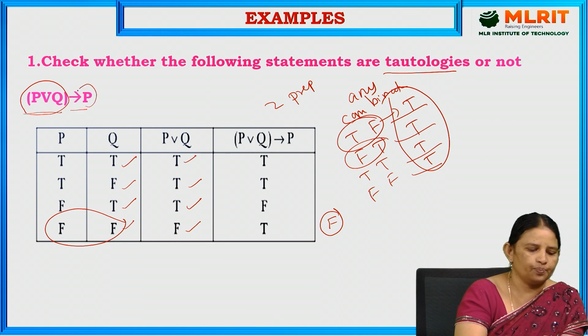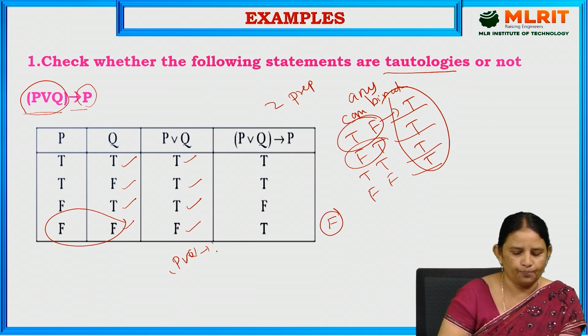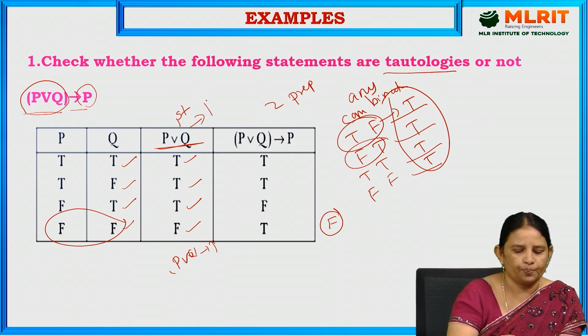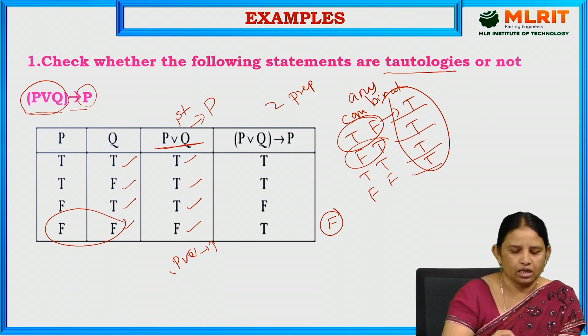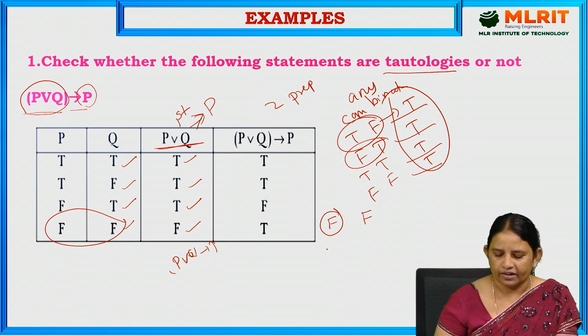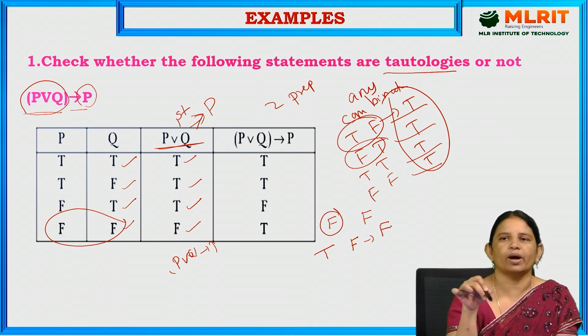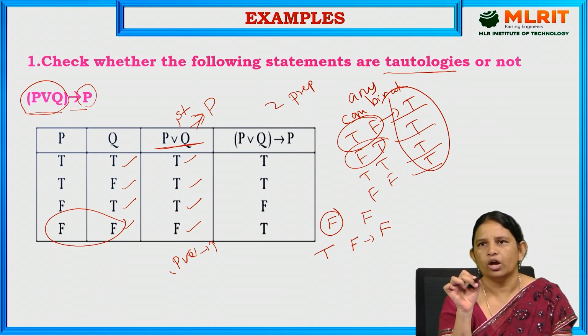Next, take P. That means P or Q is the first one, implies P. First consider this proposition, P or Q, as the first one. For this, you have to apply P. Then what does the conditional statement return? The conditional statement returns false if the first proposition is true and the second proposition is false. For all the remaining combinations, it returns a true value.